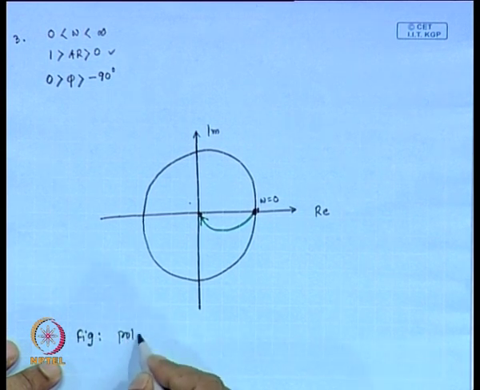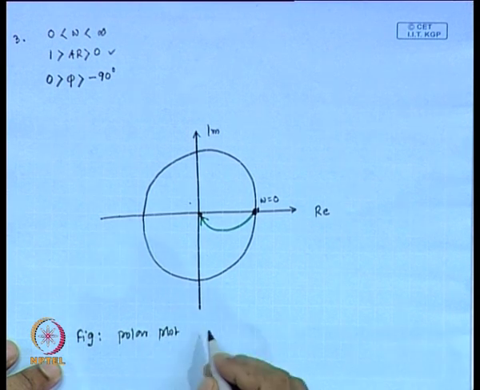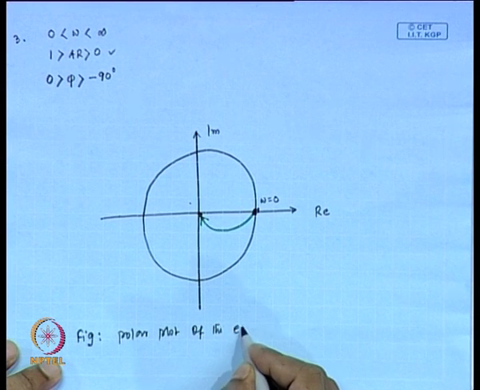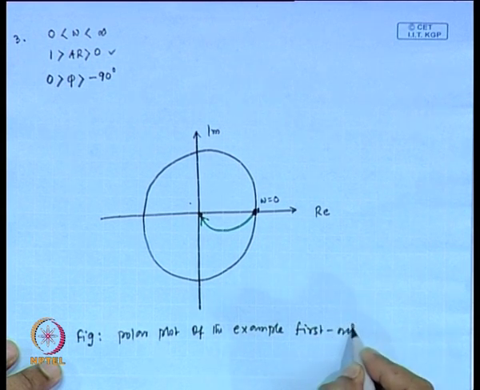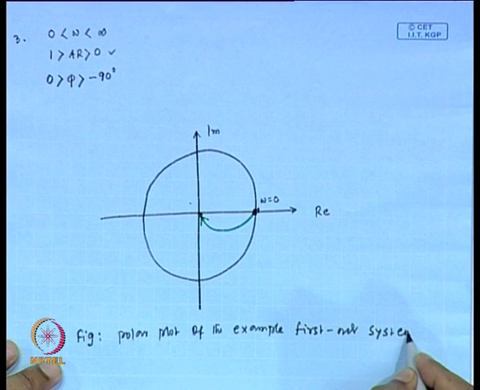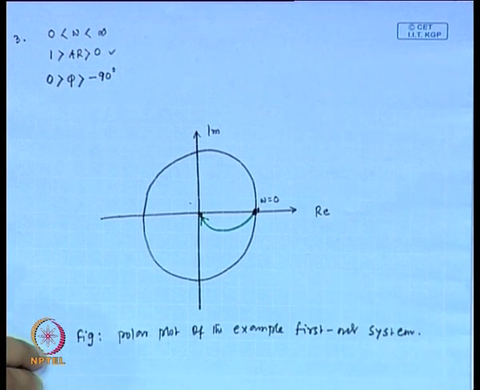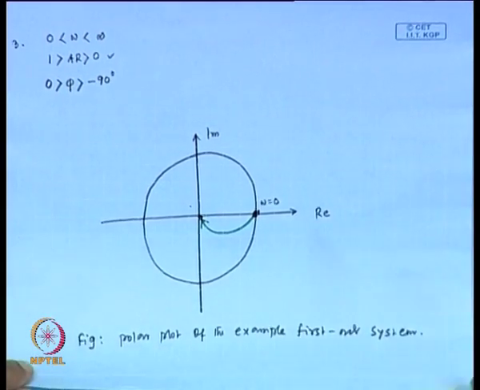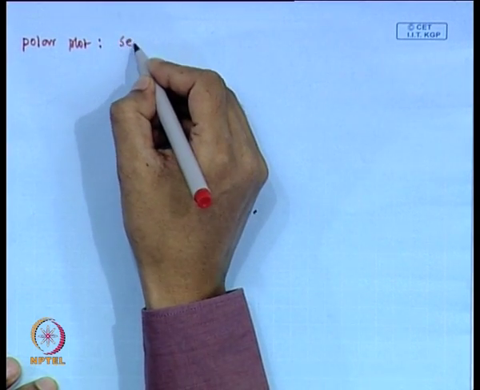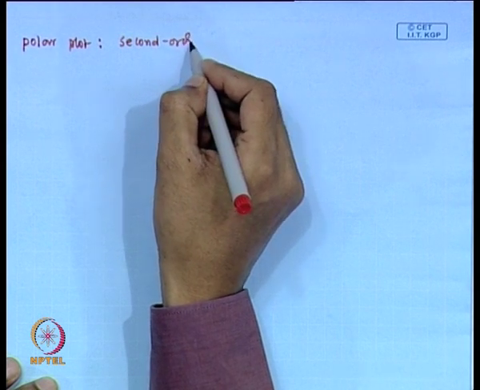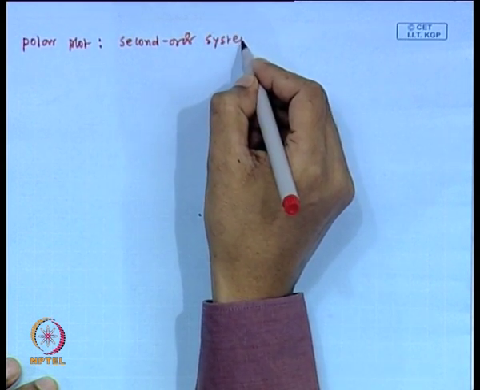So, this is the polar plot of the example first order system. Fine. Similarly, we will try to construct the polar plot for second order system in the next.